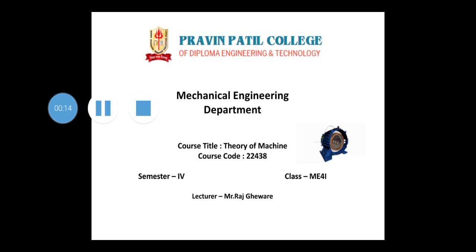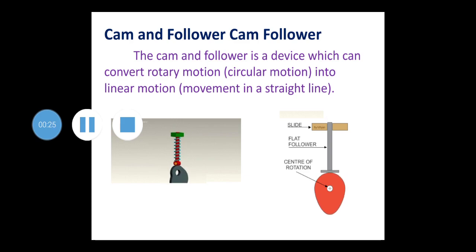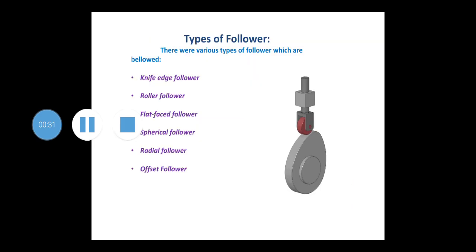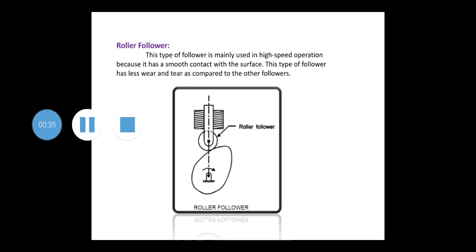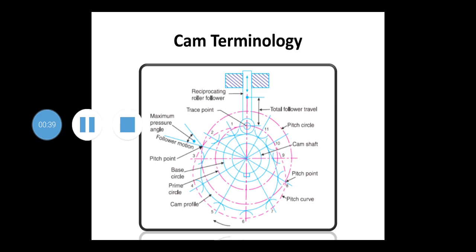We are looking at the subject Theory of Machines. We have started with chapter number 3, Cam and Follower. In this, we have discussed what a cam and follower are. We have seen the motions of cam and follower. Also, we have discussed various types of followers along with the terminology of the cam.